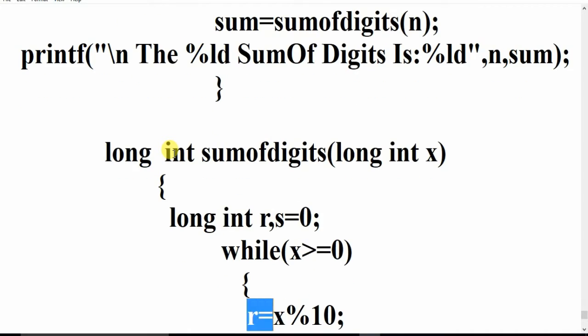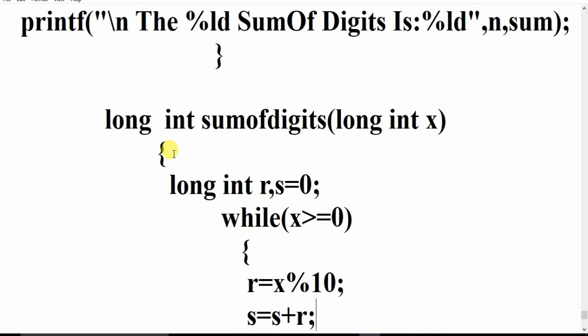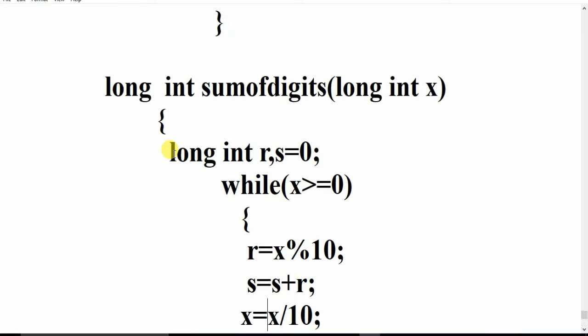R equals 3, 4, 5, 6 modulus 10. This logic we already explained in the while loop mechanism. We wrote these examples in the while loop mechanism, and that same logic we are repeating here. So what is x right now? 3, 4, 5, 6 modulus 10. That is 6, which is added to s. S is now 6. Then x divided by 10: 3, 4, 5, 6 divided by 10.